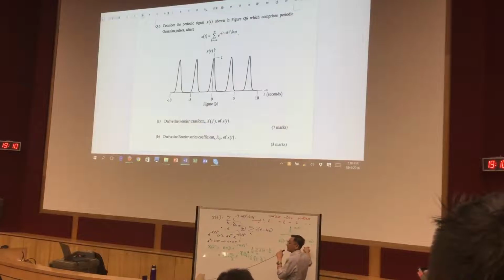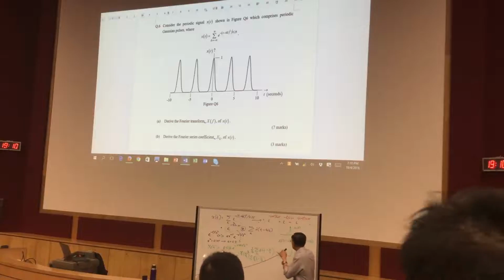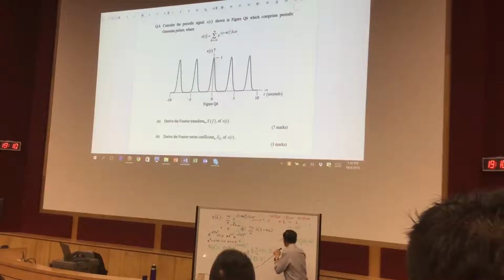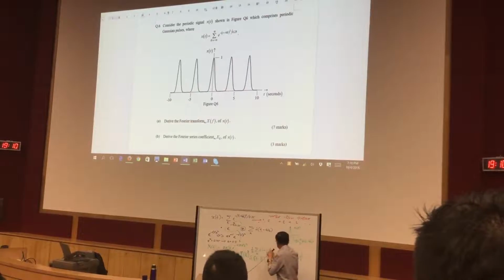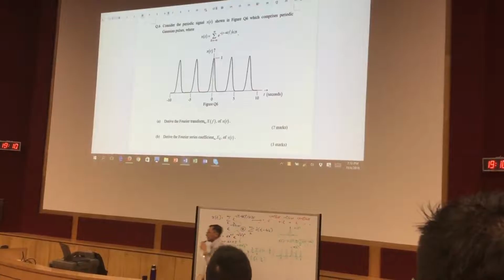I convolve. What will happen? I will get this guy at 4, this guy at 8, this guy at minus 4, this guy at minus 8. That's what I'm doing here. x naught is this guy here, convolved with the comb function, I get this periodic signal. Okay now?